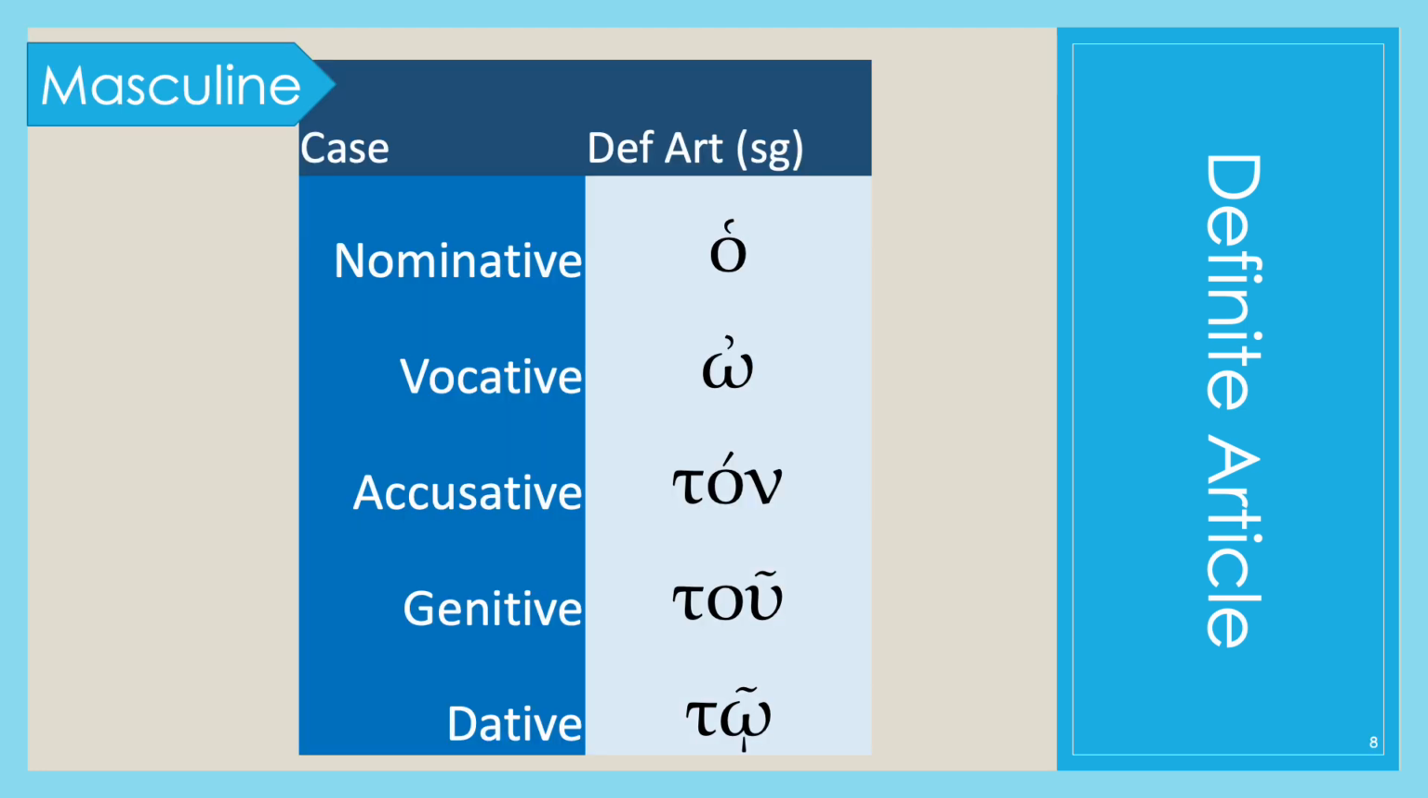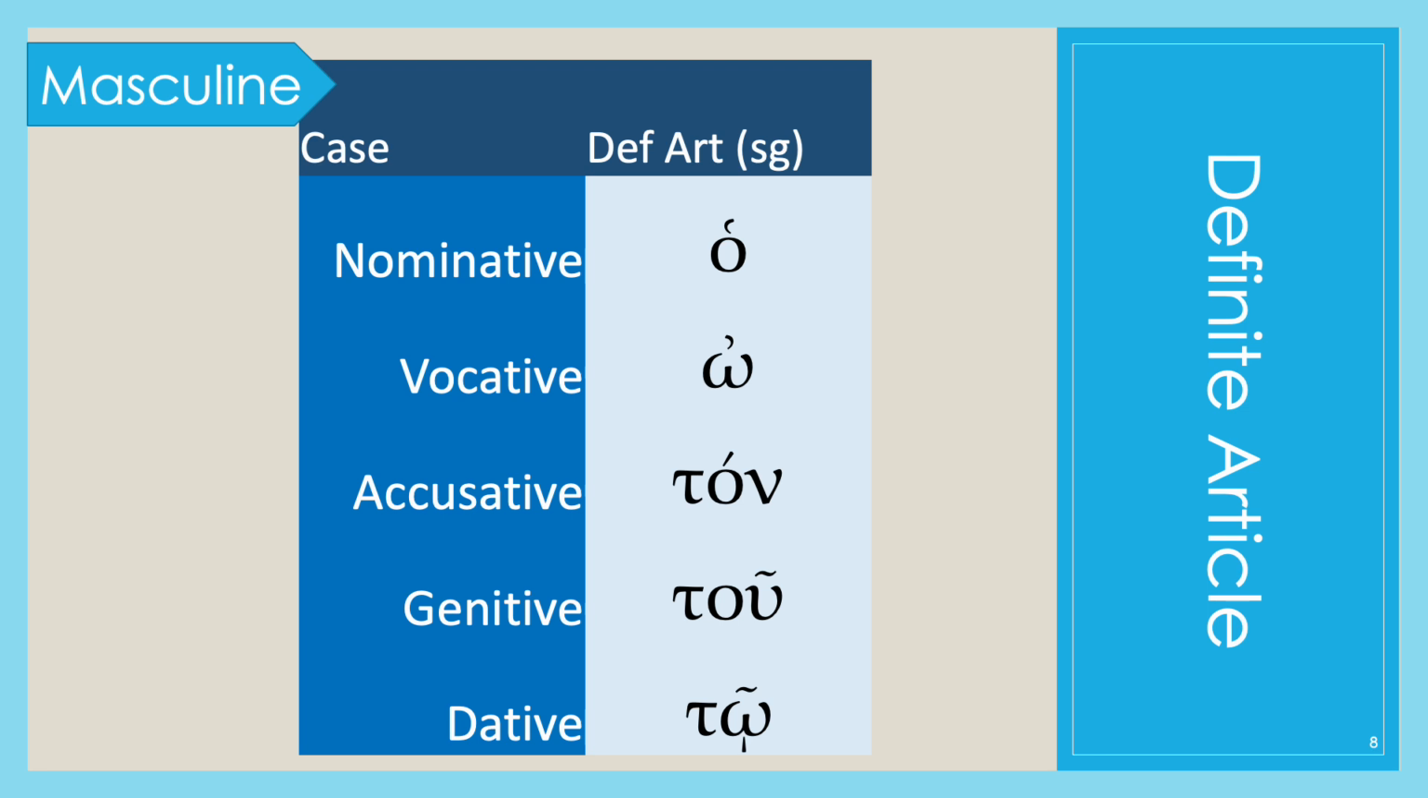For the masculine singular we have ho in the nominative, then for the vocative ō. This is where we get the English O from when we say things like, "O Lord my God," or "O Lord." Accusative is ton, genitive is tou. And again, where we have that possessive word, we have that circumflex coming in there. And then the dative tō.